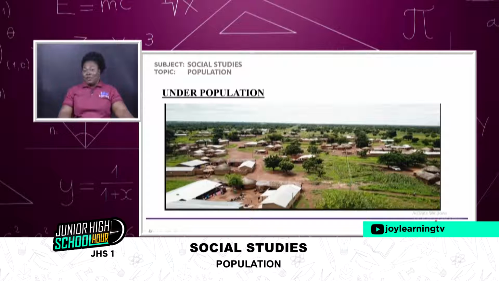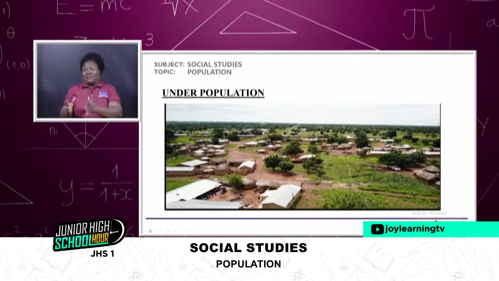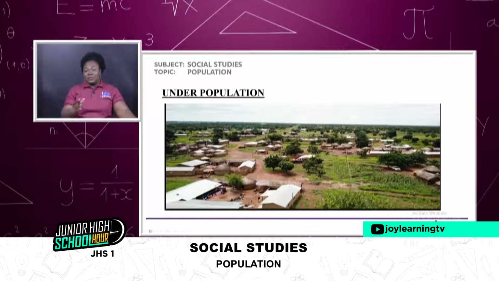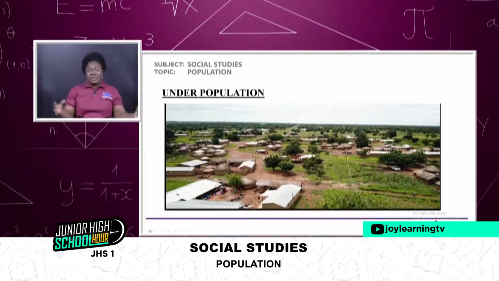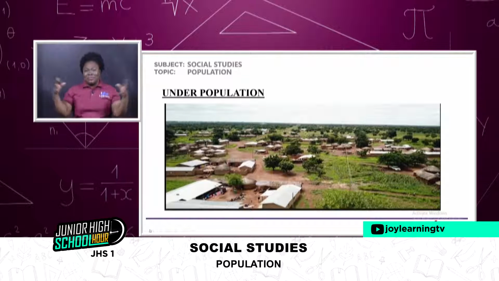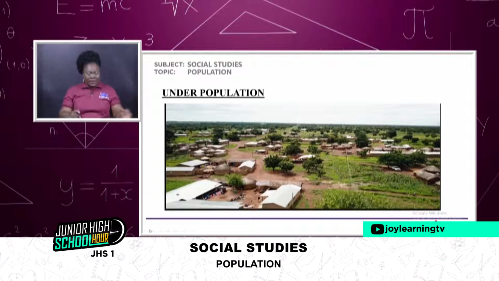But when the place is overpopulated, whoa, you can imagine that you can't even get a way out when you are even driving through. And this is what happens sometimes when there's fire gutting some houses and the fire service cannot even get through because the place is densely populated and the buildings are all together, right?